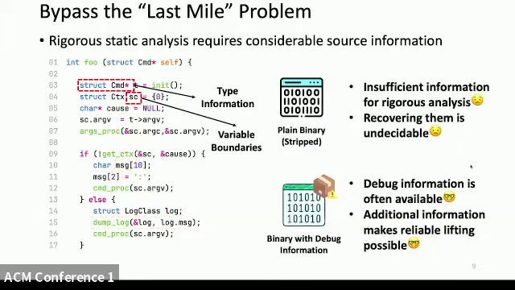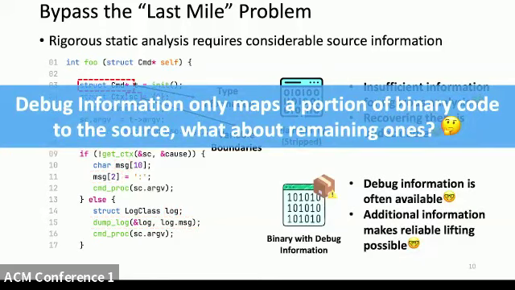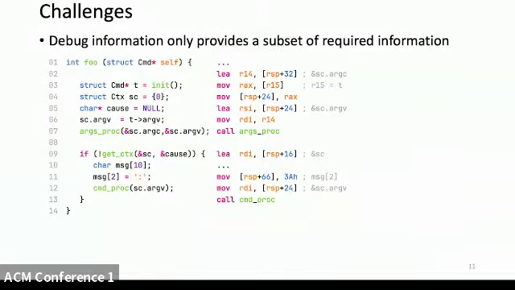Fortunately, we found that in a scenario like static analysis, debug information is often available, and such additional information makes reliable binary lifting possible. However, the debug information only provides a subset of source-level information since the compilers cannot backward map all binary code to the source, which is the main challenge we want to solve in this paper. Let me use the previous example to illustrate the challenges.